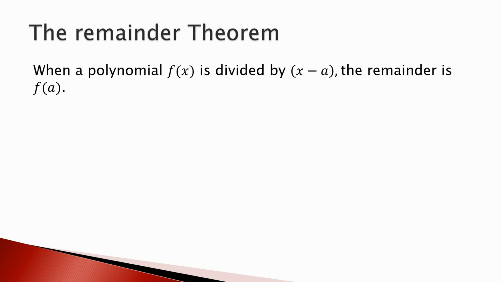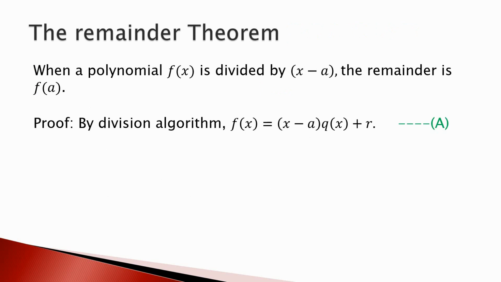Now we come to an important theorem, which is called the remainder theorem. When a polynomial f of x is divided by x minus a, the remainder is always f of a. Proof: by the division algorithm, when we divide by x minus a, we always get a constant. Let that constant be r. This is independent of x. Because the divisor is linear, the remainder will be a constant.